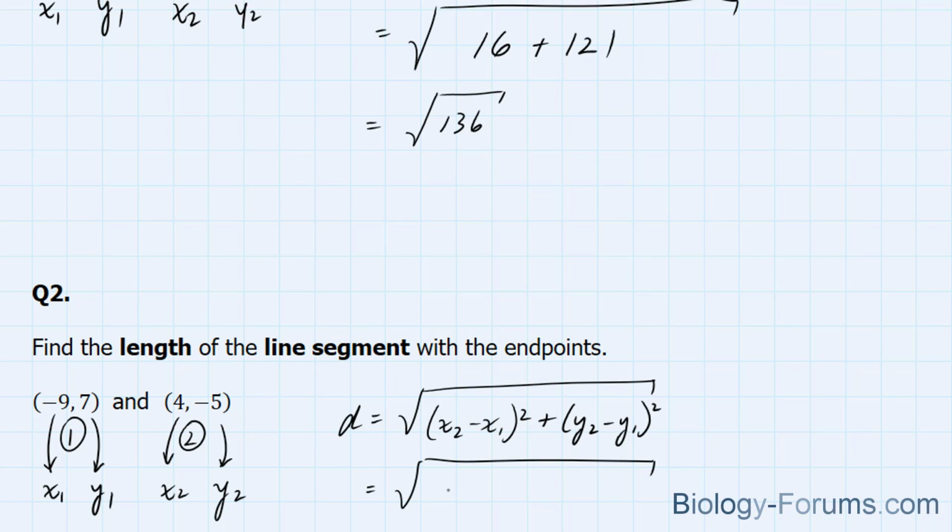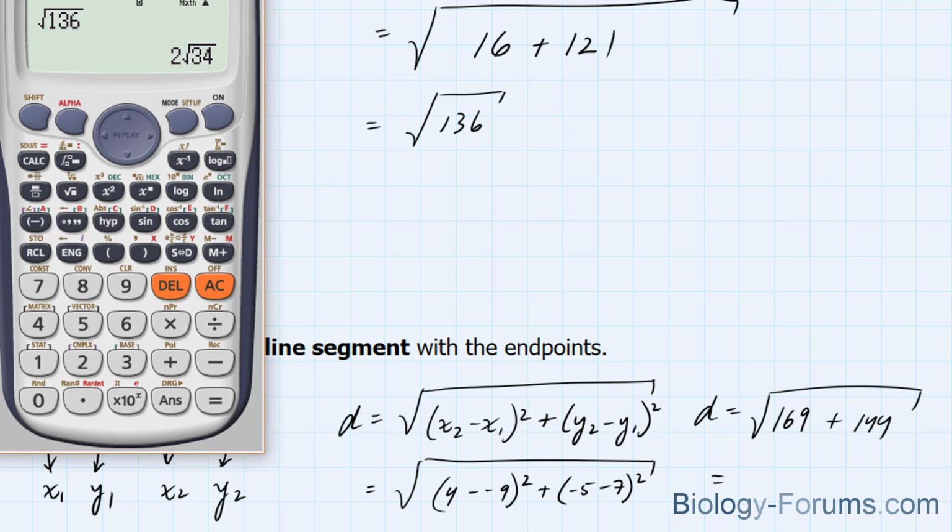Square root of 4 minus 9, plus -5 minus 7. We're going to simplify the radicand here. 4 minus -9 is equal to 13, to the power of 2 is 169, plus -5 minus 7 is equal to -12. -12 to the power of 2 is 144.